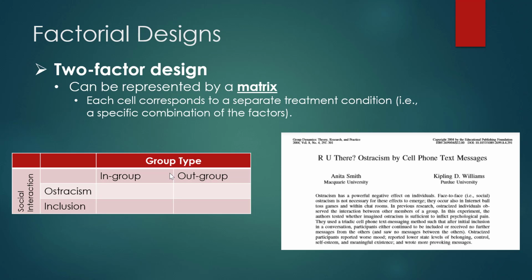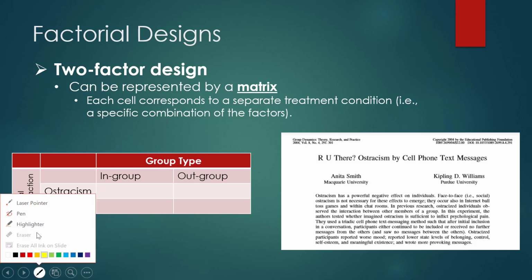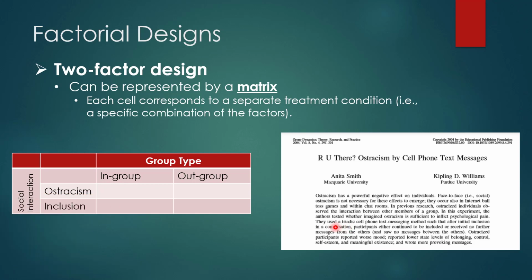So these variables can be represented in a matrix. And so we have ostracism and inclusion. So this meant the social interaction. Inclusion meant they continued all along with the cell phone messages. So I'm going to highlight that here for you. After the initial inclusion in a conversation, participants either continued to be included or received no further messages. So no further messages was the ostracism. Continue to be included was the inclusion group, so that's social interaction.